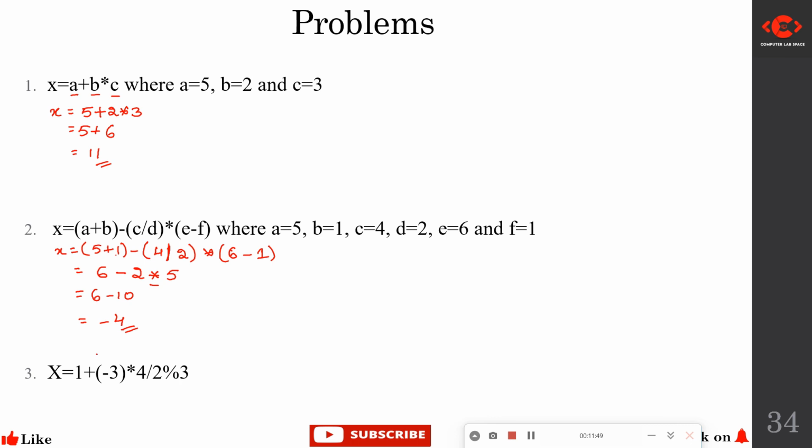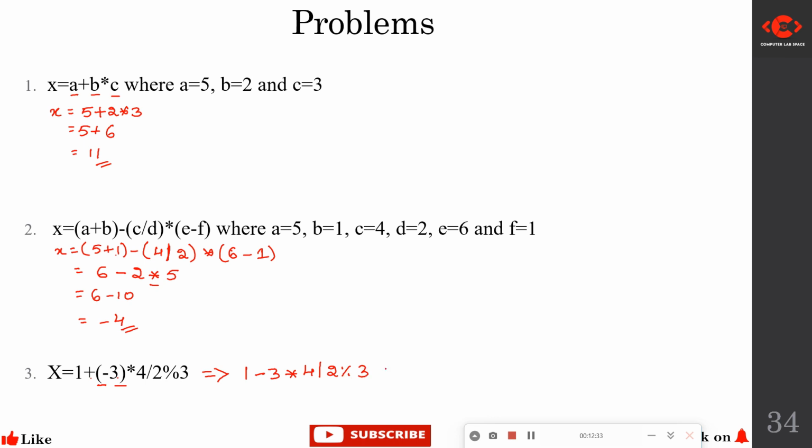Here I have directly taken the values instead of the variables. Now 1 plus minus 3 into 4 divided by 2 mod 3. As we already know, the first priority is for the brackets, right? So this is equivalent to 1. If I remove the brackets, what happens? Plus, minus. Which one dominates, plus or minus? It is minus only, right? So minus 3 into, I am just removing the brackets and writing the remaining part.